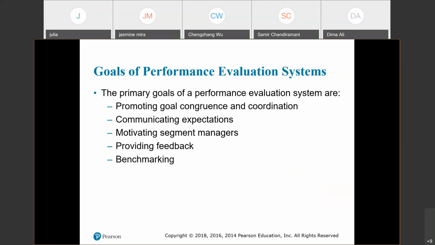Communicating expectations. To make decisions that are consistent with the company's goals, segment managers must know the goals and the specific part their units play in attaining these goals. The performance evaluation system should spell out the unit's most critical objectives with a clear picture of what upper managers expect. The segment managers can direct their daily operating decisions so those expectations are met.